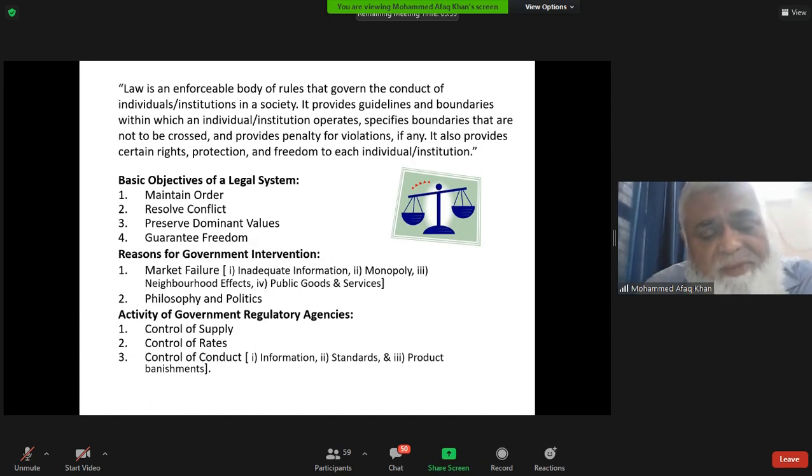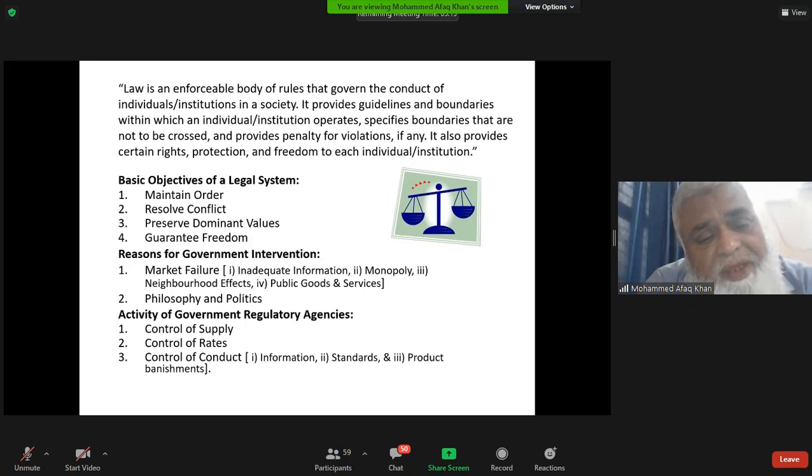First is the control of supply. Supply is necessary. For example, if there is less supply in the market, like a hoarding of products, particularly commodities, the prices of commodities rise. So the government ensures that there is adequate supply of the commodities or essential goods in the market. So this is one concern.